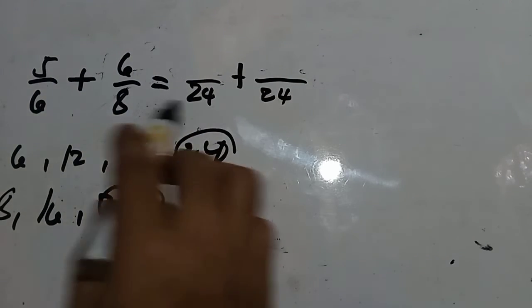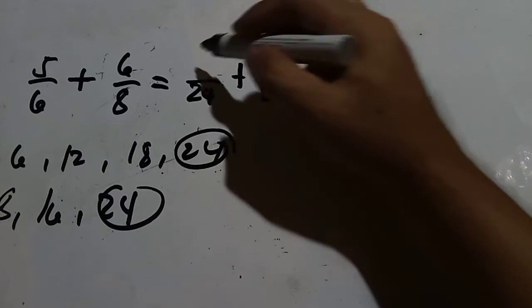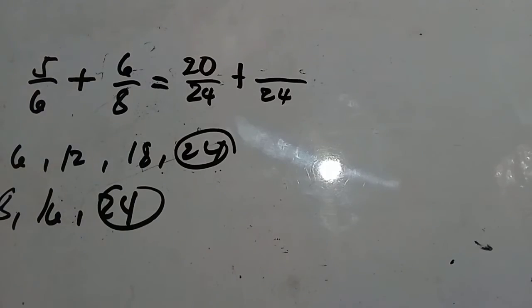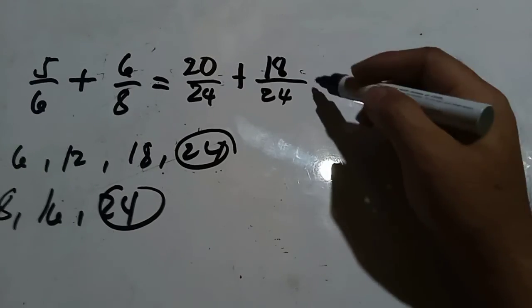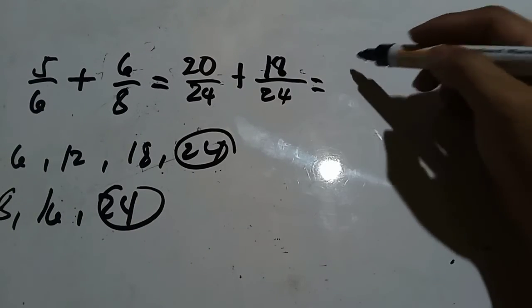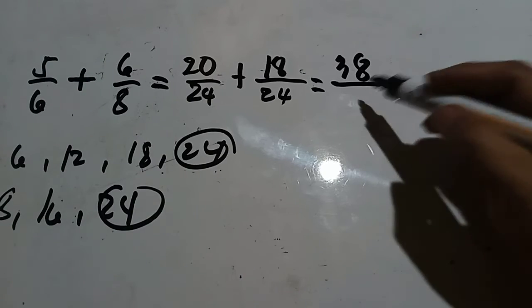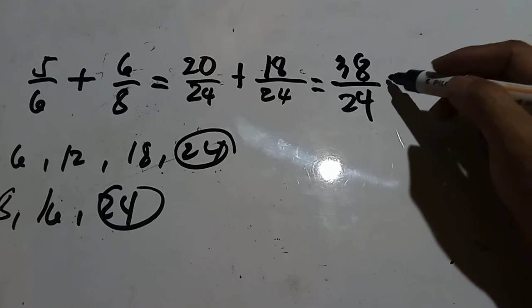Next is 24 divided 6, that is 4. 4 times 5, that is 20. 24 divided 8, that is 3. 3 times 6, that is 18. Next, i-add natin 20 plus 18, that is 38 over 24. Okay, next, can we reduce to the lowest term?